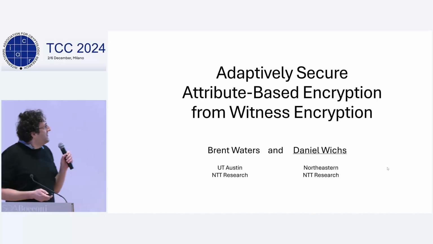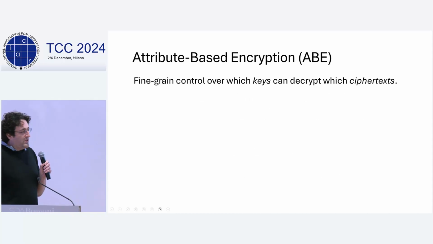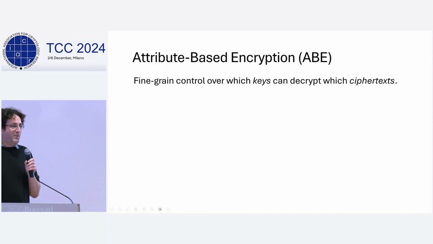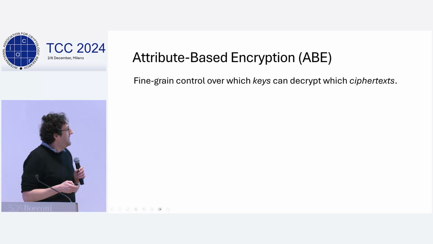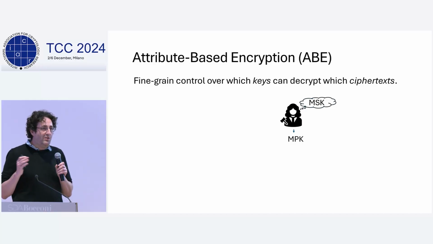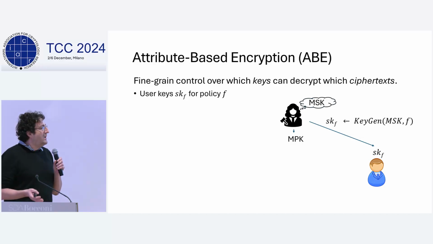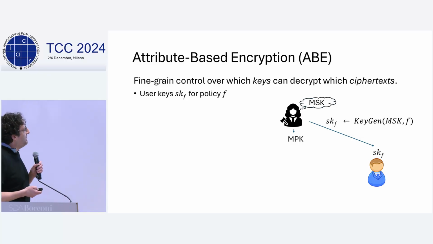Right, thank you. So this is Adaptively Secure Attribute-Based Encryption from Witness Encryption, and this is joint work with Brent Waters. So let's start with what attribute-based encryption, or ABE, is. It's a special type of encryption that gives us fine-grained control over which keys can decrypt which ciphertext. There's some master authority that knows the master secret key, publishes a master public key, and for any user that comes in, it can generate a special secret key for that user that's tied to policy F, which determines which ciphertext that user can decrypt.